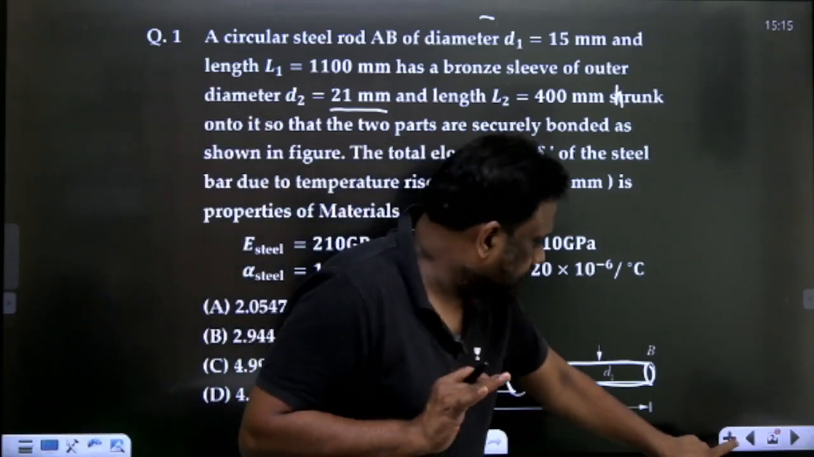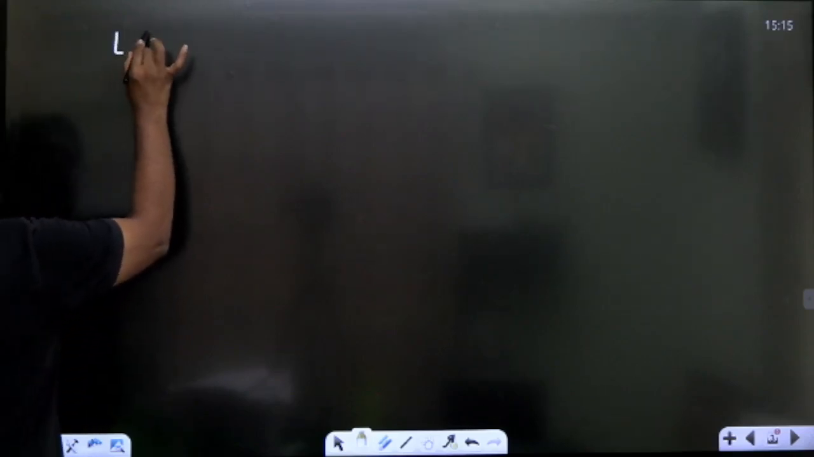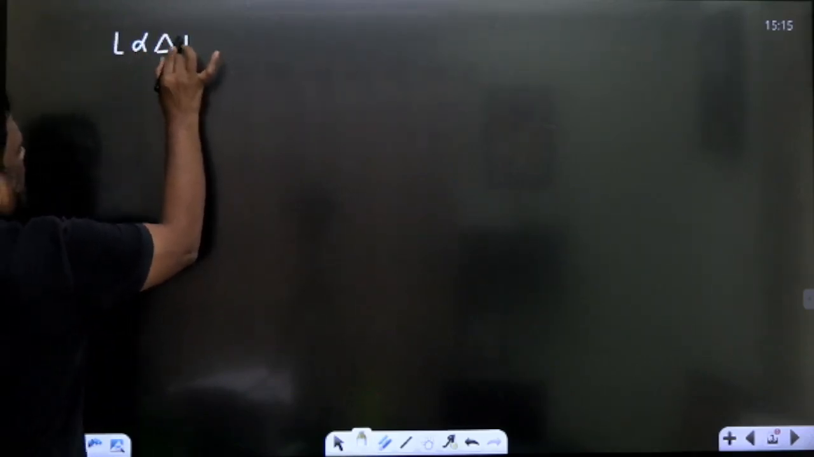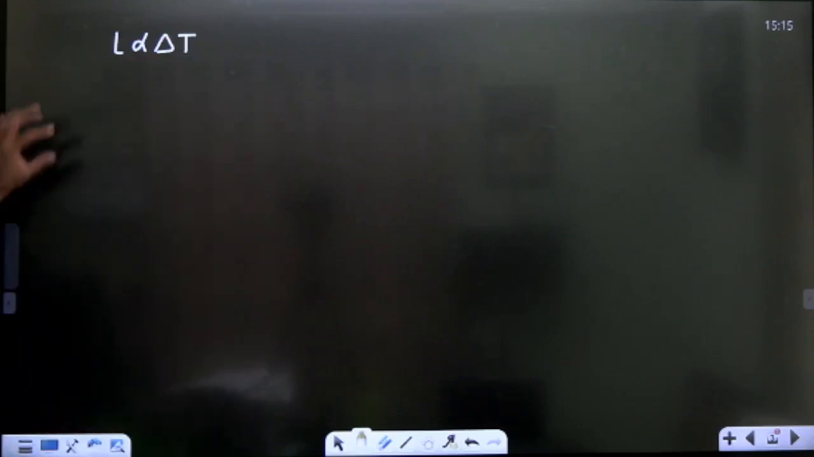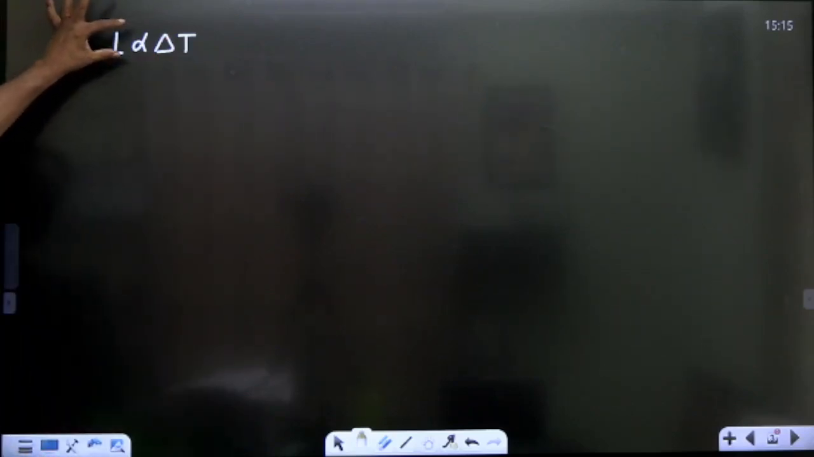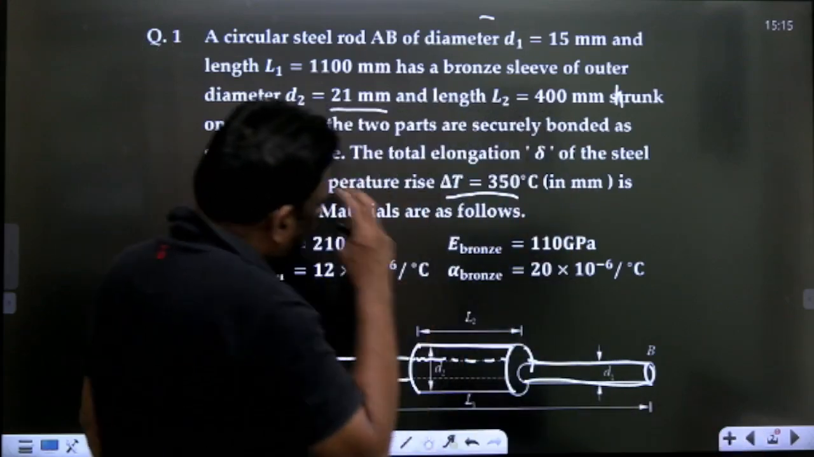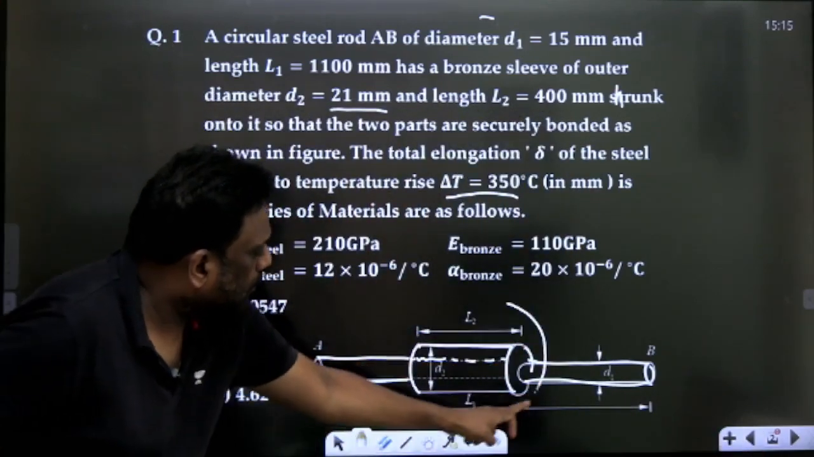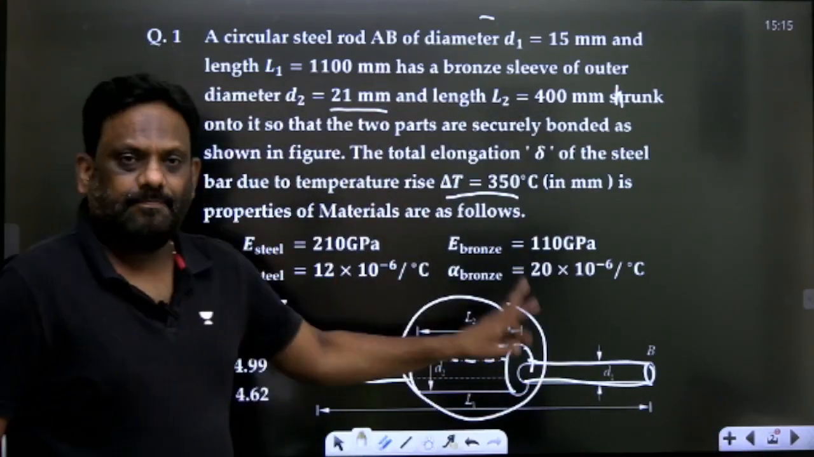Let's do this now. The free expansion is L alpha delta T. That is the free expansion. ठीक है, sir. And I know the total length of the steel is known, alpha of steel is known, and the temperature difference is 350, that is known. But there is a small problem. So let us take, the stresses are developed in this portion only, not in this portion.